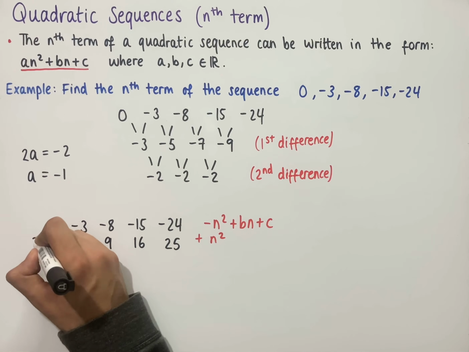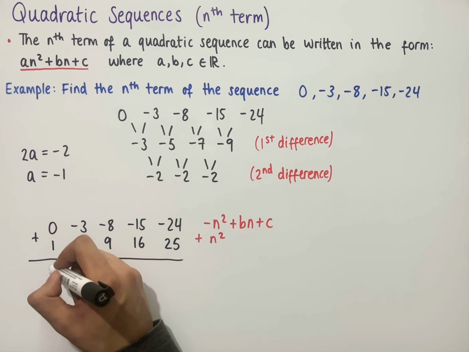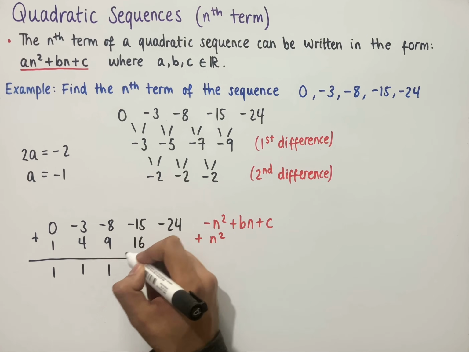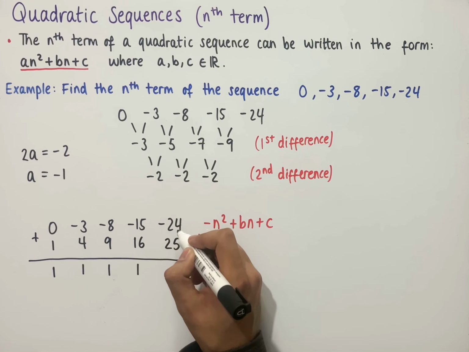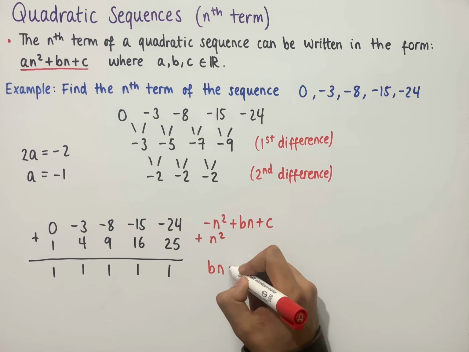Now we're adding this sequence because we want to cancel out the n squareds. And so 0 plus 1 gives us 1, -3 plus 4 gives us 1, -8 plus 9 gives us 1, -15 plus 16 gives us 1, and -24 plus 25 gives us 1. The nth term of this sequence is bn plus c.